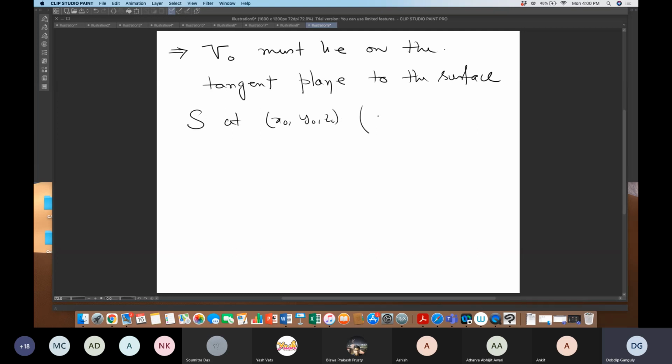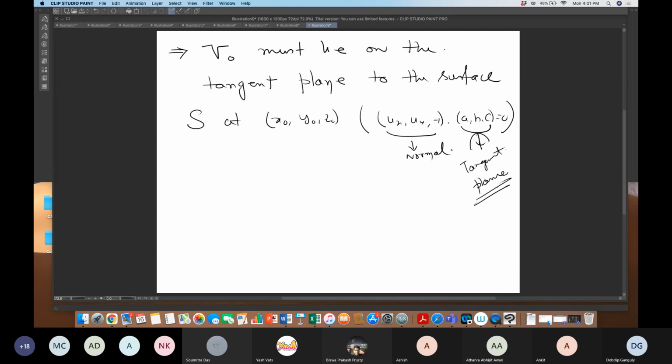Because we know that the normal (u_x, u_y, minus 1) dotted with (a, b, c) equals 0. If u is a solution to that PDE, then this dot product is 0, and we know that for that surface (u_x, u_y, minus 1) is a normal. That means this vector should lie on the tangent plane.